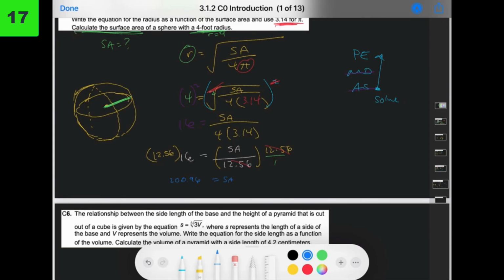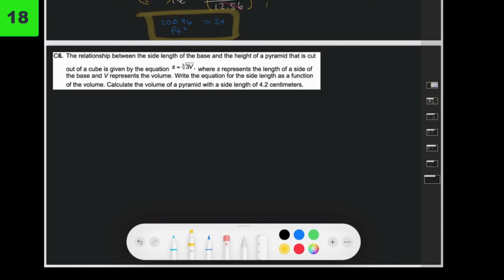Surface area you don't need to know, but it is an area. So there's my answer. Height of a pyramid that is cut out of a cube is given by the equation S equals cube root of 3v. Okay, so you got a cube. I'm just going to draw it because I like drawing. Cube.